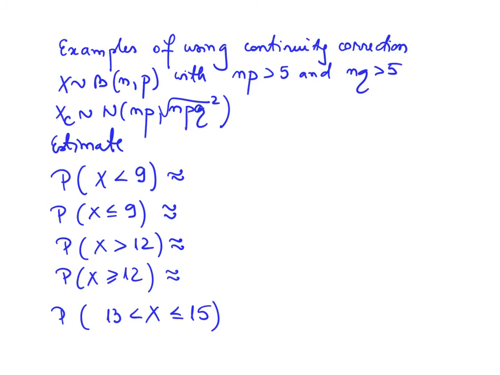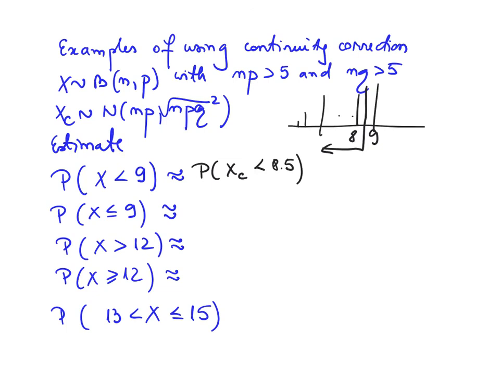Probability of x smaller than 9. If you think of the binomial and 9 is somewhere here, and 8 is here, if you want the probability of x being smaller than 9, you want to include everything, including 8, but not include 9. So this will be the same as the probability of xc on the normal being less than 8.5. And it doesn't matter if I put less or less or equal. In the second question, I want to include 9 as well. So that's going to be the probability of x on the normal distribution being smaller than 9.5, or smaller or equal.